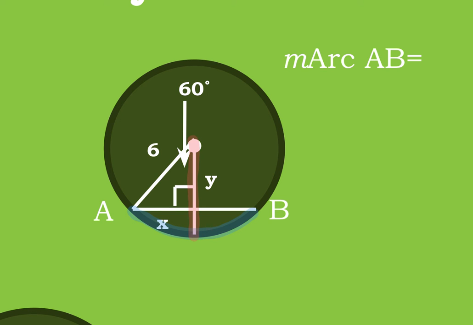Congruent. So this is 90. What's congruent? The two pieces of the chord and the two pieces of the arc. Do you guys remember that?